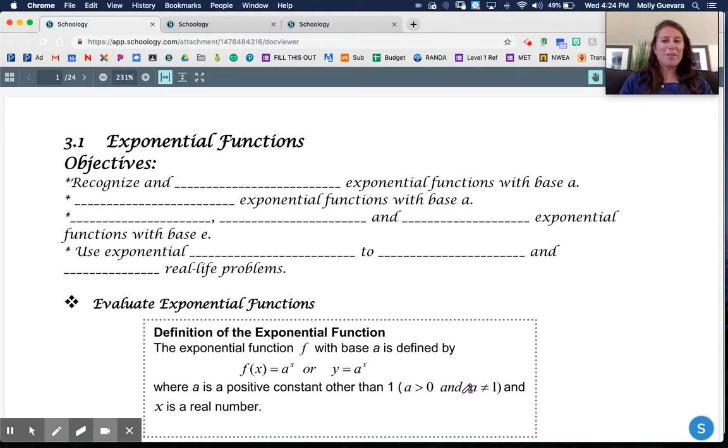I always got made fun of last year because I say exponential. Like I say it weird, I guess.